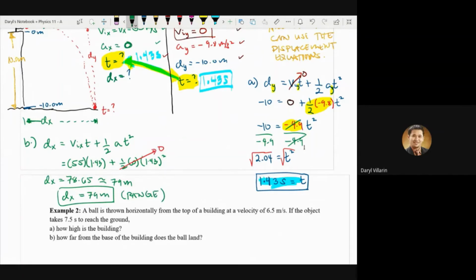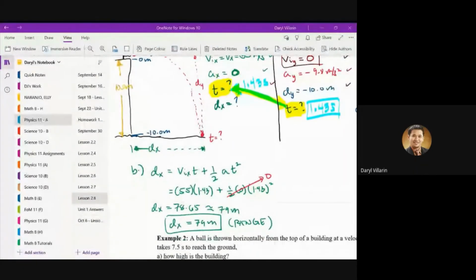So the equation just reduces to the simple equation of vix times t. The acceleration is canceled out because the acceleration along x is always zero, since it doesn't accelerate there. The acceleration only happens in the vertical motion. Okay, so are there any questions before we proceed?